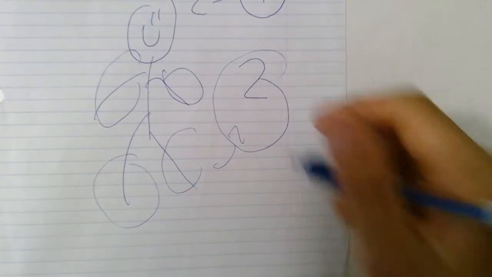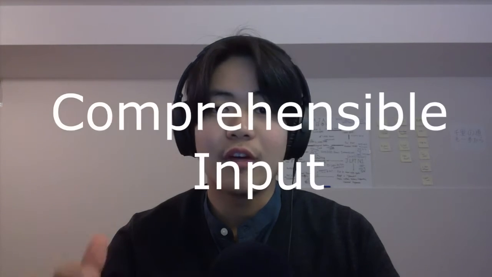So even if you don't know Korean, you probably understood the message I was saying in the second lecture. And this is an example of comprehensible input, when we understand messages. By getting more comprehensible input, we acquire language.